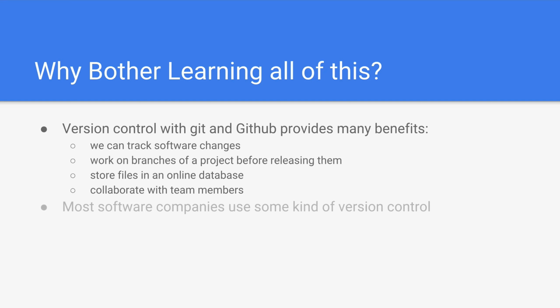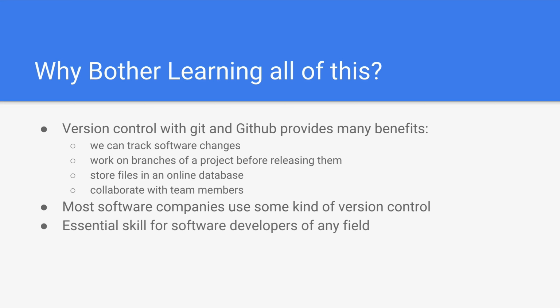Now, also most companies that have anything to do with software use some kind of version control. In fact, I can't off the top of my head think of a company that doesn't use GitHub or something very, very similar, just because it's such a powerful tool for storing and collaborating on projects. So if you want to apply to software companies in the future, there's a very, very good chance they'll want you to learn how to use Git and GitHub. If you already know that, all the better. So that makes it an essential skill for software developers of any field.